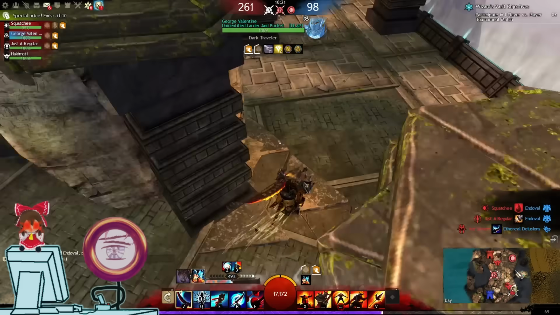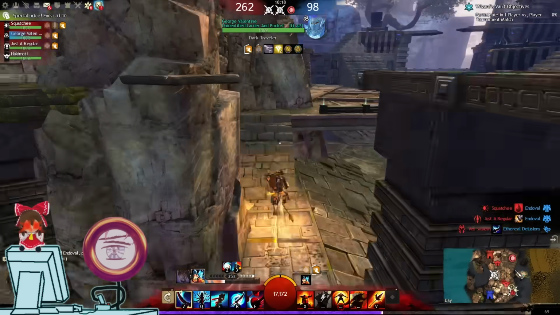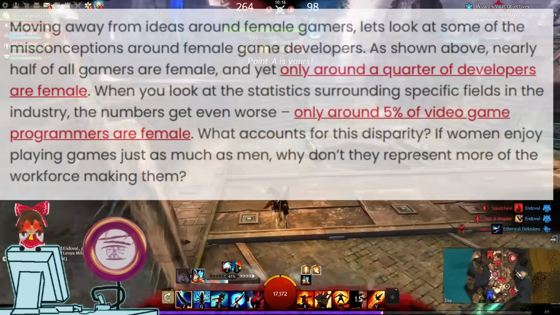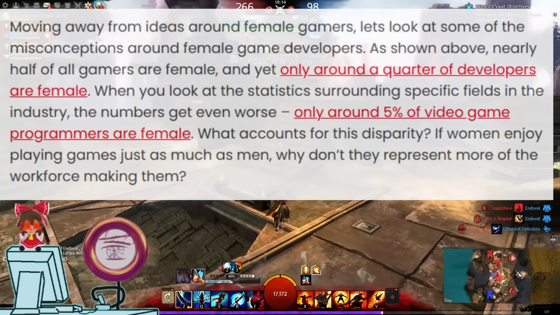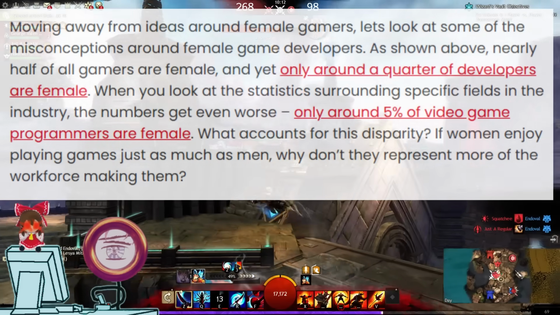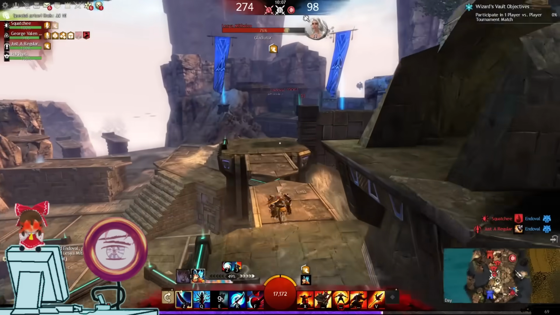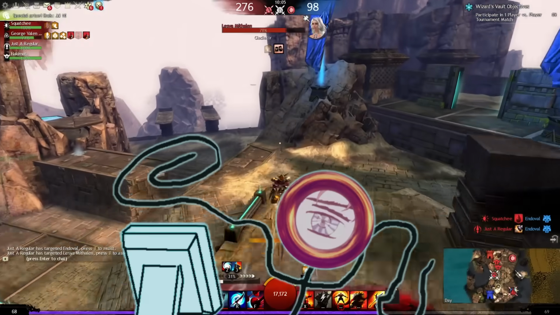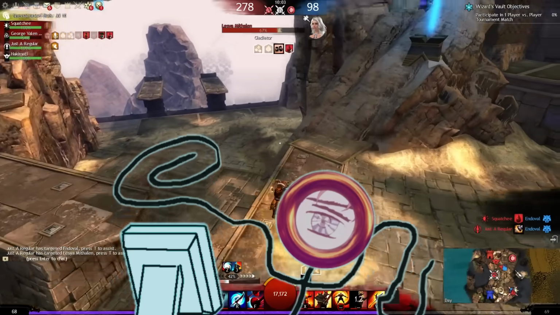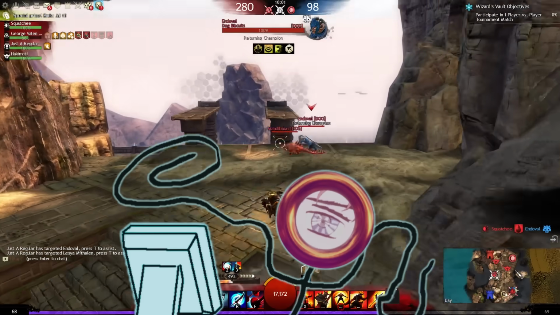If women enjoy playing games as much as men, why don't they represent more of the workforce making them? Again, playing games doesn't imply the same amount of interest in those games. And of course, game development is a completely different story. 100% of people who play games don't necessarily want to get into the things that involve making games, especially when they discover what making games actually entails. It's a completely different skill set than playing games.